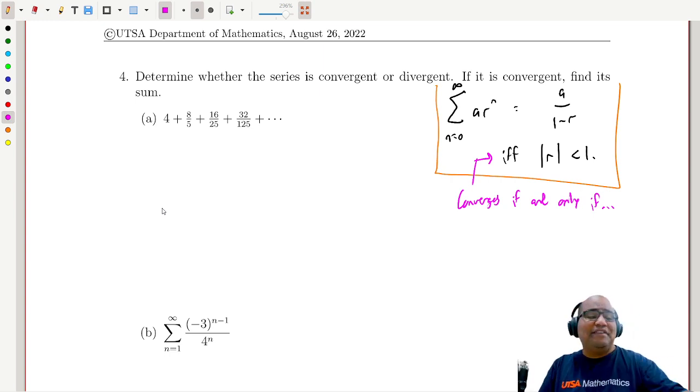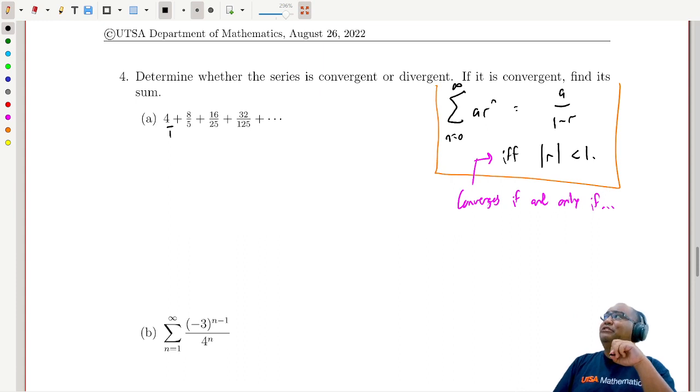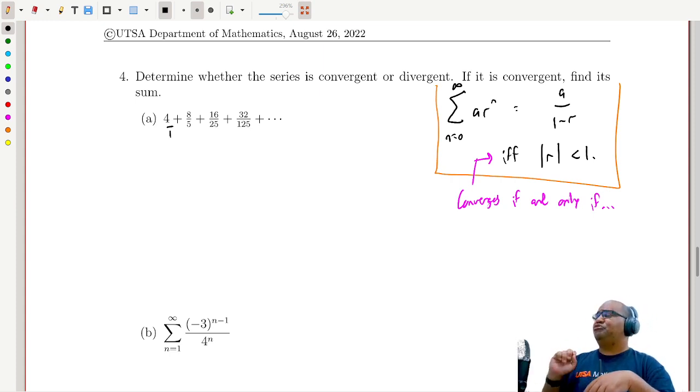So now let's take a look to see if any of these series are convergent or divergent. So let's look at this first one here. We have 4 plus 8 over 5 plus 16 over 25 plus 32 over 125. You think you can see the next term? Well, let's look at the patterns here. Remember that 4 is the same as 4 over 1. My denominators are powers of 5. 1 times 5 is 5, 5 times 5 is 25, 25 times 5 is 125, so the next denominator should be 625.